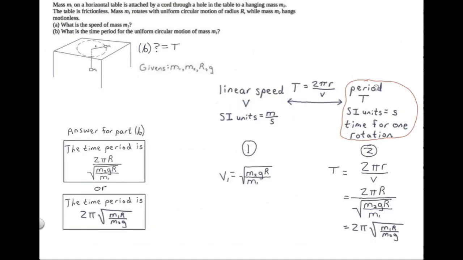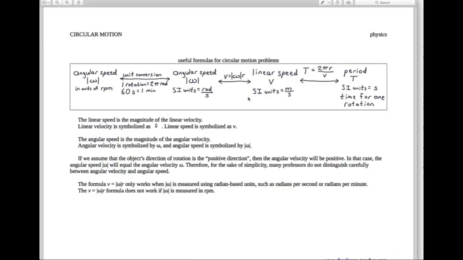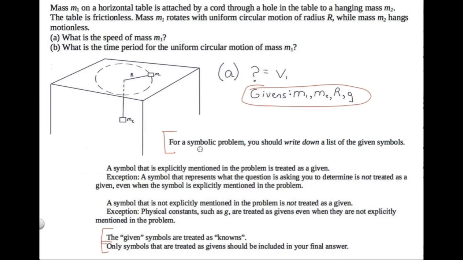For circular motion, the period, capital T, represents the time required for the object to travel 1 complete rotation around the circle. You can use this formula to convert between the linear speed and the period. And here's the complete flowchart for converting between common circular motion concepts. This was a symbolic problem, so we made a list of the given symbols. That list helped us to distinguish between the known and unknown symbols in our equations. Remember that only symbols that are treated as givens should be included in your final answers.